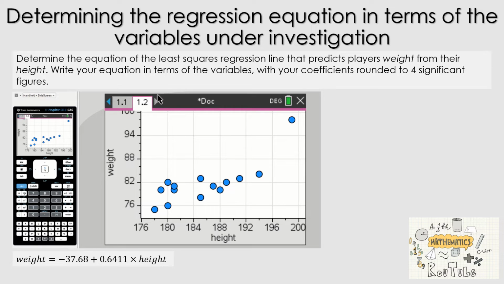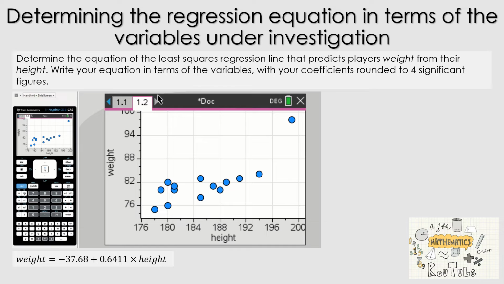Write your equation in terms of the variables with your coefficients rounded to 4 significant figures. So we'll talk about significant figures in a quick second. Once we have our scatter plot, as we can clearly see there, it should be very straightforward for you to find the regression equation. Now a common error that often gets made here is that students don't write the equation in terms of the variables used.